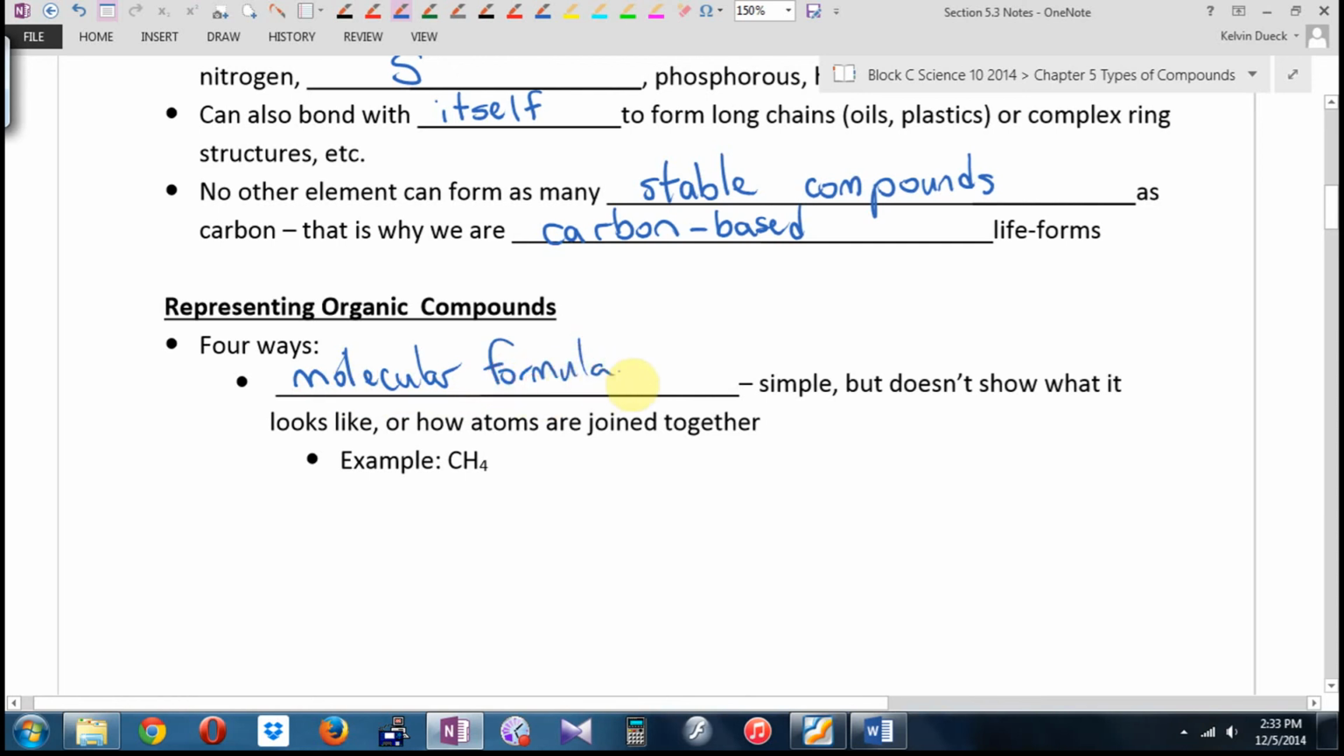It's the shortest way to write it. Simple, but it doesn't show what it looks like, and it turns out for a lot of carbon compounds, the reason they behave the way they do is what they look like on a molecular level. That determines what else they can bond with. As an example, CH4. By the way, what would we call CH4?